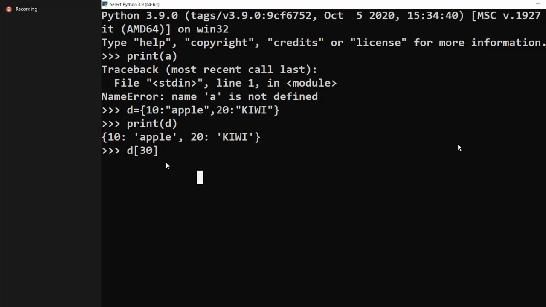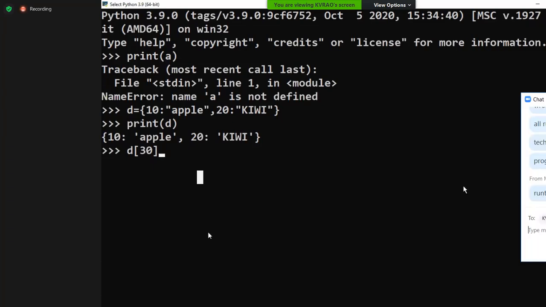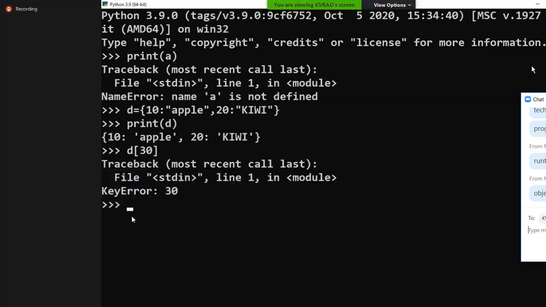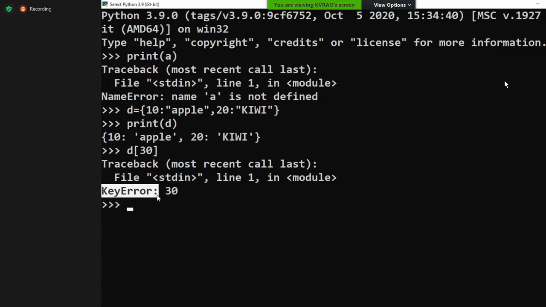Exception means what? An object will be created. That object requires what? One exception class is required. Tell me the name of the exception class. 30 is not a key in D. It is called KeyError. See that now? KeyError. See, this entire thing is known as which message? Technical error message. Any type of error that comes from invalid input is called an exception.